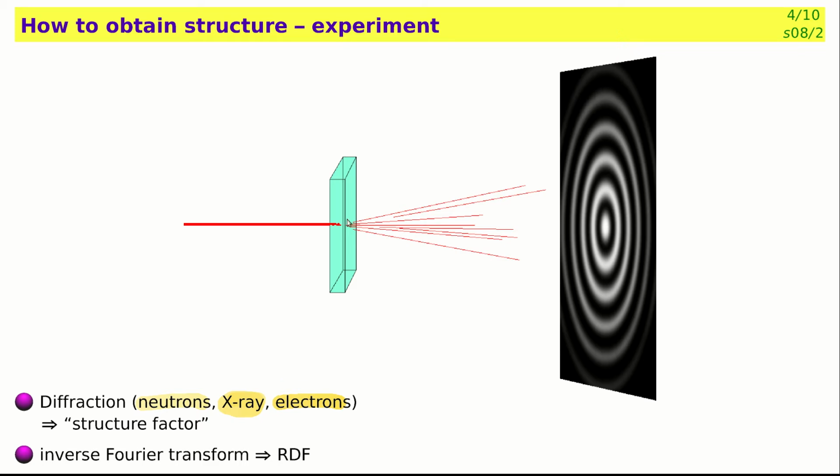And this radiation goes through a sample and it scatters into such a typical pattern. If I express this pattern mathematically, it's called the structure factor. And I can reconstruct from this structure factor the radial distribution function by something that is called the inverse Fourier transform. I am not going to cover mathematical details about this inverse Fourier transform.